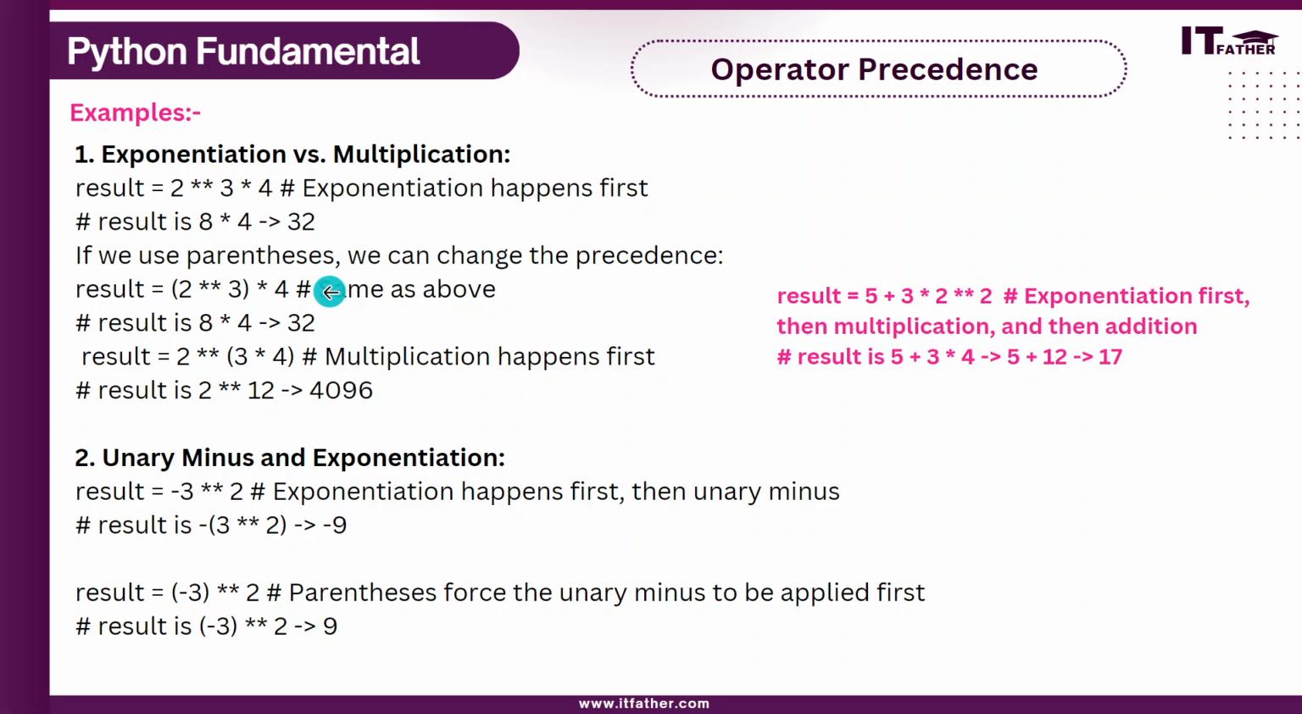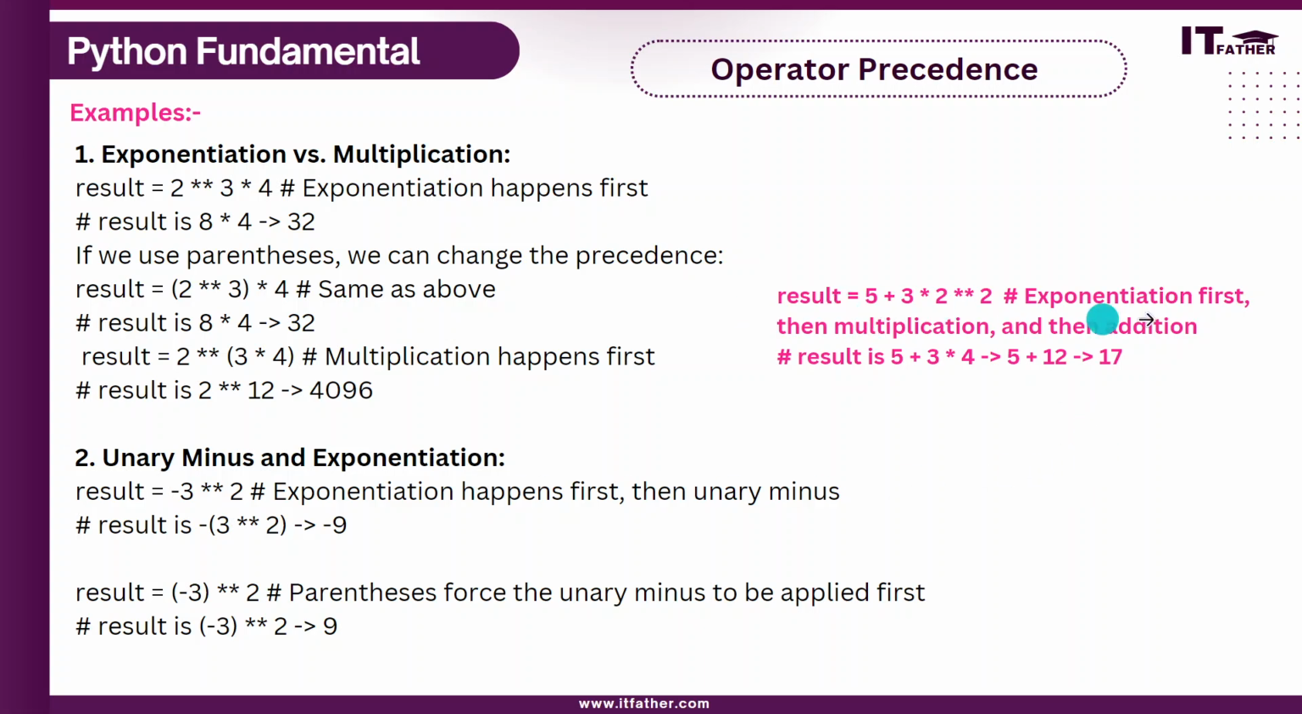If we use parenthesis, we can change the precedence. If you use parenthesis around the exponentiation, the answer will be the same. But if you use parenthesis with 3 into 4, then first of all 3 and 4 will be multiplied and then the exponent of 3, 4 will be evaluated. So we have to keep this in mind. Parenthesis is very important to give any priority, right?